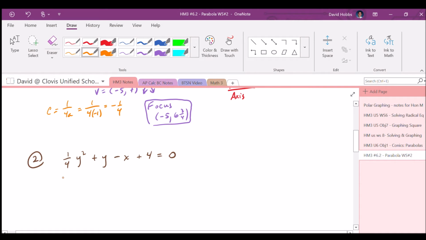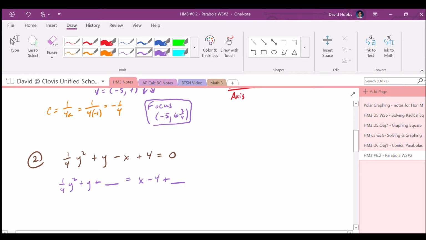So we have 1/4 y squared plus y, and we're going to need to complete the square on y's, and I'm moving the negative x to the side, it's positive x, and the 4 becomes negative 4, and plus blank. Okay, before we complete the square, you want a positive 1 in front of the squared term.